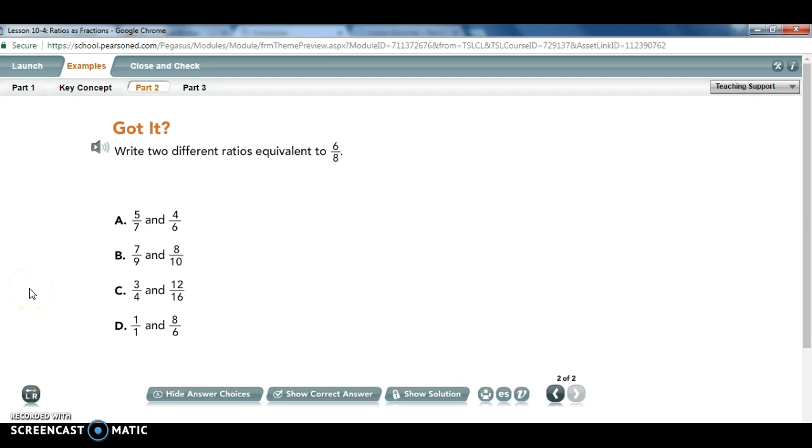Now I want you to give me 2 different ratios that are equivalent to 6 to 8. It's easier because I gave you the multiple choice answers, but just know aside from the correct answer that's shown here, there are a whole bunch more possible solutions that you could have given me. The correct answer that this shows is C. 3/4 is equivalent to 6 to 8, and also 12 to 16 is an equivalent ratio to 6 to 8.